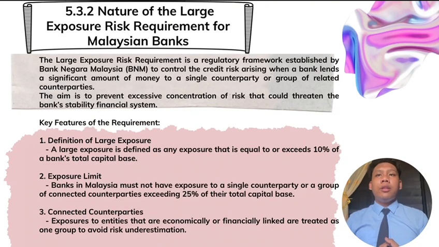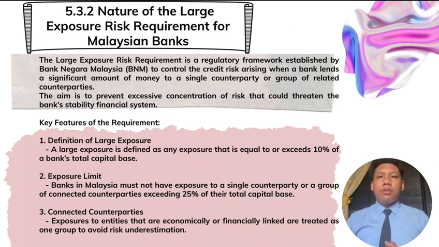So thank you. I will continue this video with the explanation about the large exposure requirement by Bank Negara Malaysia, or BNM. It is the regulatory framework established by BNM to control the credit risk when banks lend a significant amount of money to a single counterparty or a group of related counterparties. The aim is to prevent excessive concentration of risk that could threaten the bank stability and the financial system. The key feature of the requirement is the definition of the large exposure.